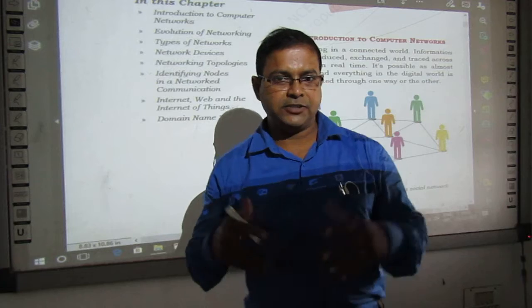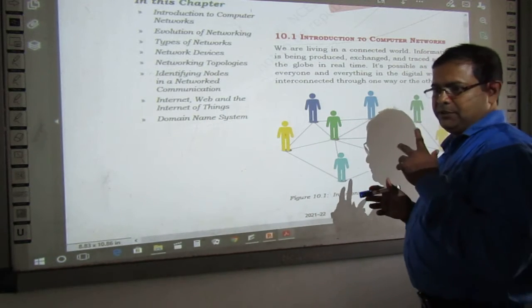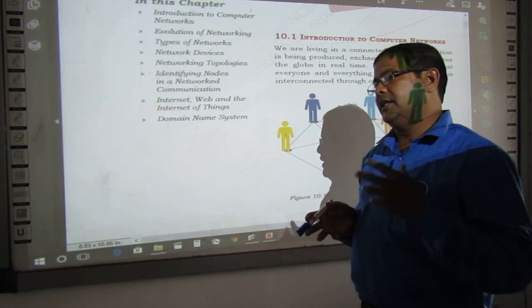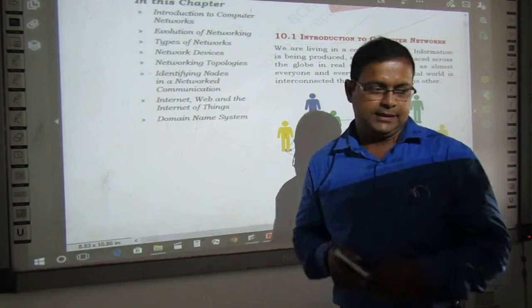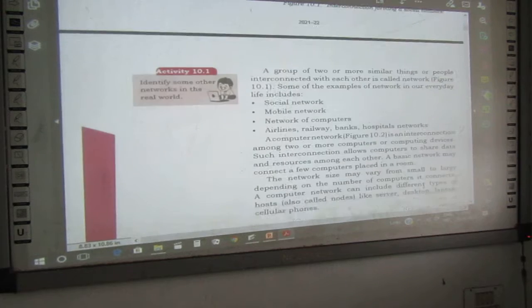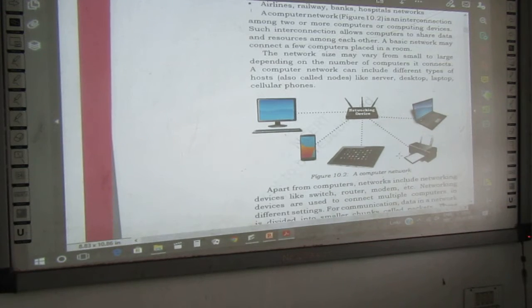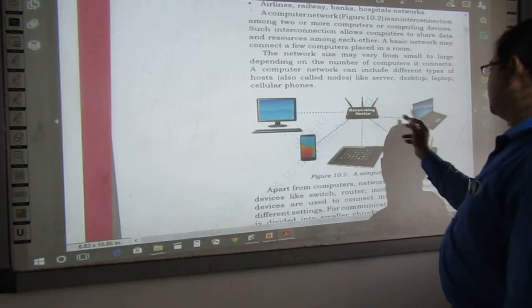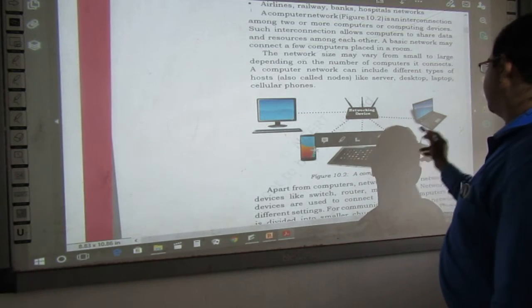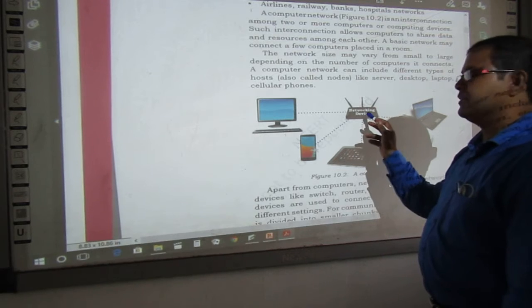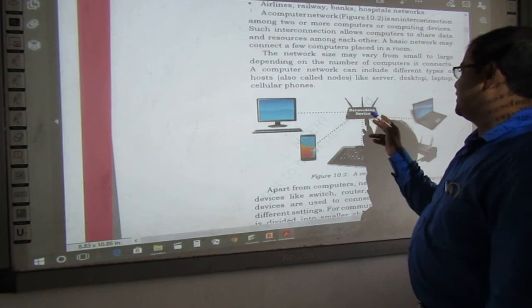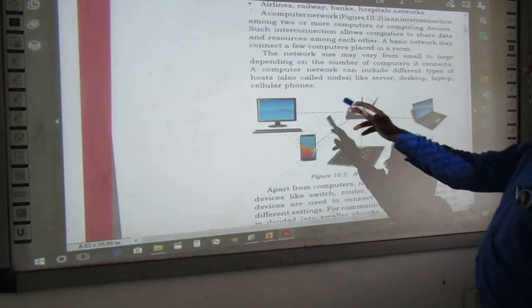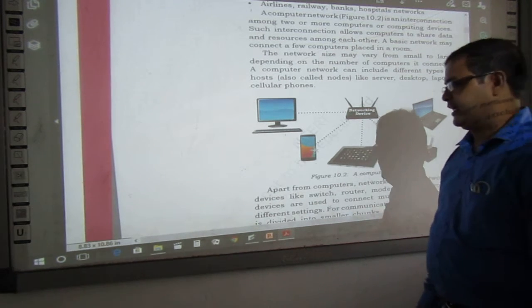Whenever we are interconnecting some computers to each other, the main motto of the computer network is file sharing and also making the internet connection like this. In this way we can connect one computer and different electronic devices to one networking device. Here this is called the router, and this router is connected to different electronic devices so that they can interact with the internet.